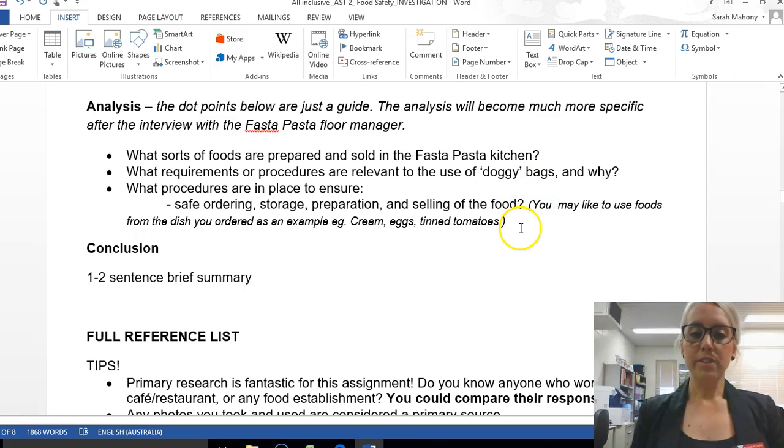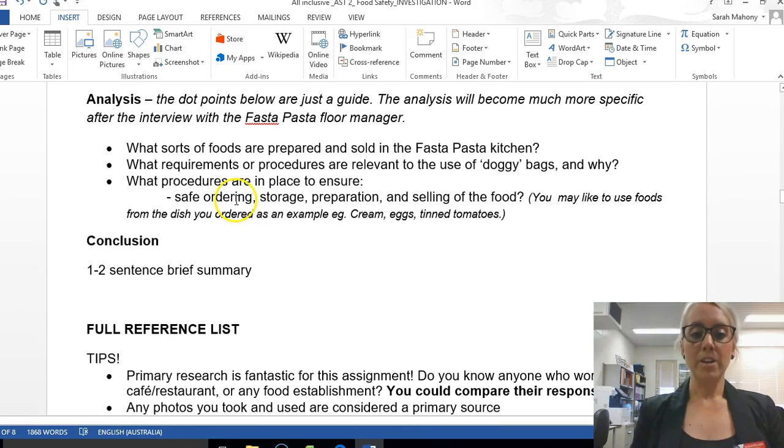Something else you may like to refer to when you give examples of this is the dish or the foods that you ordered on the day. So I've got some examples here. So say you ordered a dish that would have had fresh pasta and therefore had eggs, and it had some sort of a creamy tomato sauce. You may choose to write some examples based on those foods. So you might talk about safe ordering of eggs and storage, how they should be stored, prepared, and then what temperature or how they should be served.